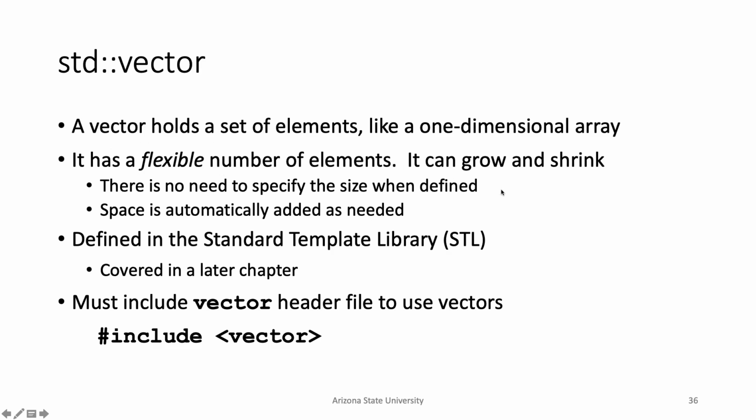But here's the thing. On the back end of a vector, it has a normal array. So is this claim wrong? Because we just said arrays can't grow, but it just says right here, we have a flexible number of elements. So what do you think it does instead?